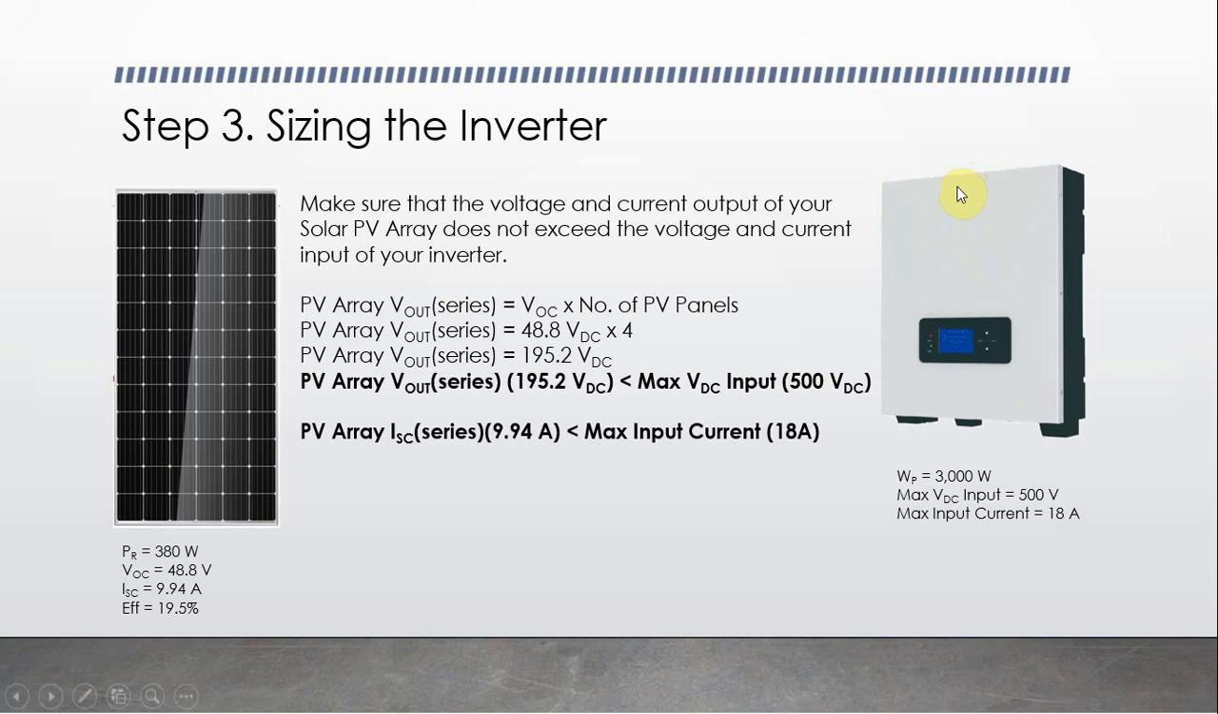Now let's see if the maximum input current is also enough. For a series connection, the current is the same. That means for solar panels connected in series, with each having a short circuit current of 9.94 amps, the current output of our solar array will still be 9.94 amperes. This is still lower than the maximum input current that our inverter is rated to, which is 18 amperes. So this inverter is still very much sufficient.